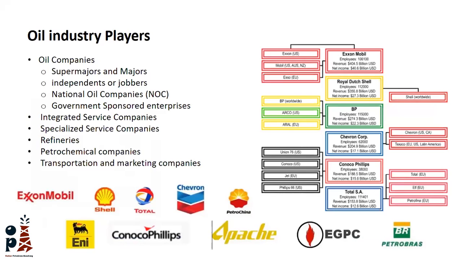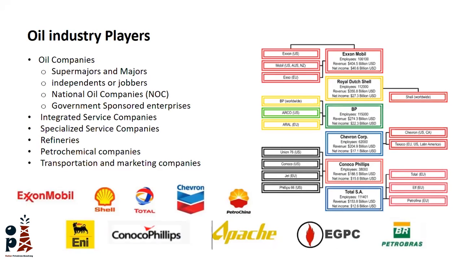So how do we run our business in the oil industry? We have players in oil industries. First, we have oil companies, which include the super majors and the majors, such as ExxonMobil, Shell, Total, Chevron, BP, Eni and ConocoPhillips. These are huge companies which invest a lot of money to extract oil and gas.